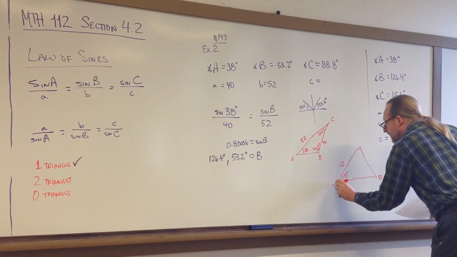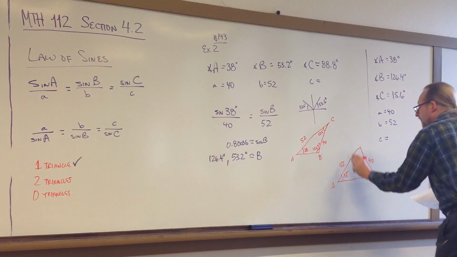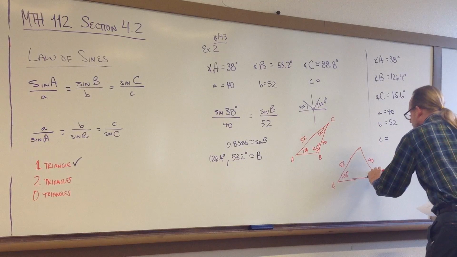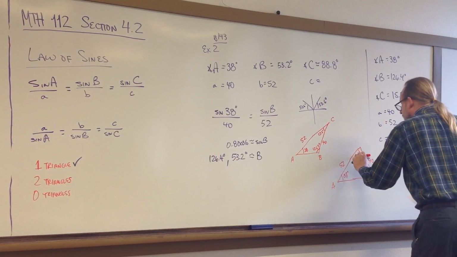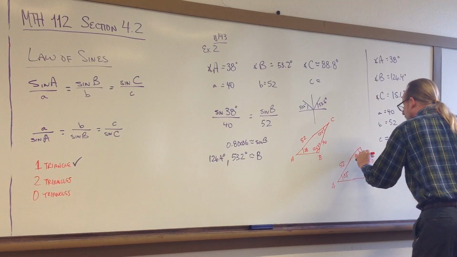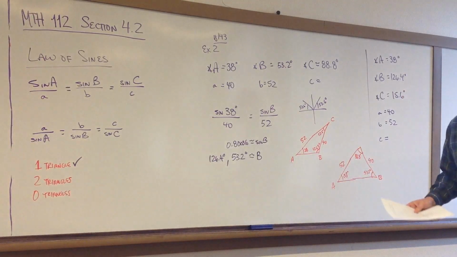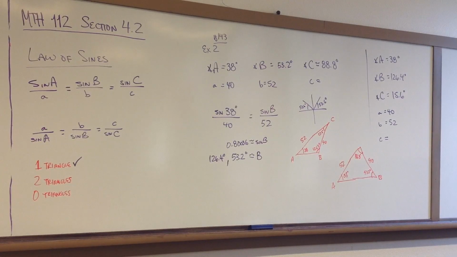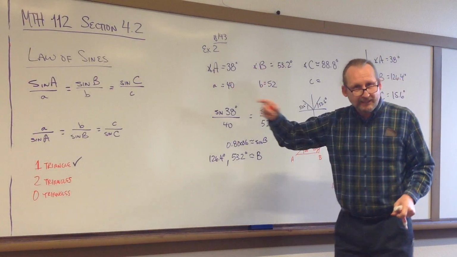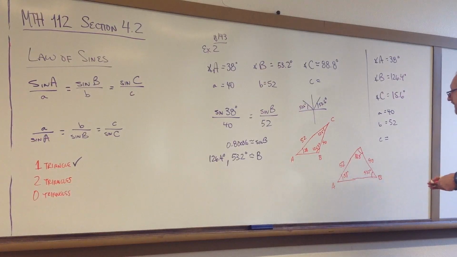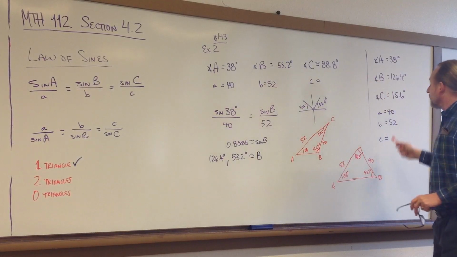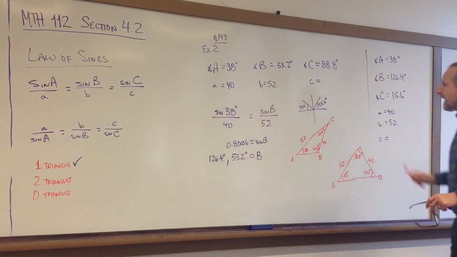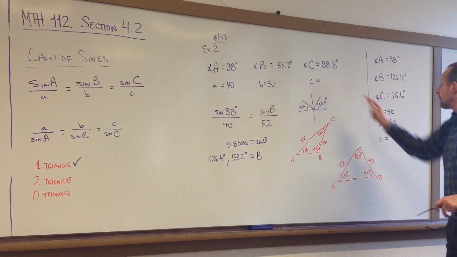Okay? There's B. There's A, that's 40, that's 52. But in this case, angle B is 53.2 degrees, and angle C is 88.8 degrees. Okay? So that's how we can get two possible triangles from this ambiguous information that we've been given to start out with. Okay? And you can see, in each case, angle C is going to be different, and as a consequence, the length of side C will also be different in these two possibilities.